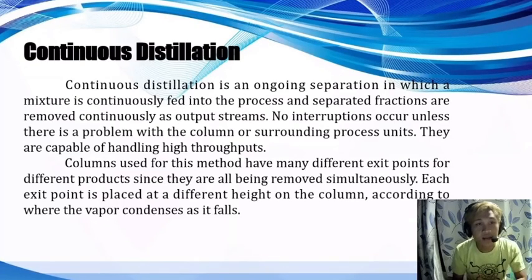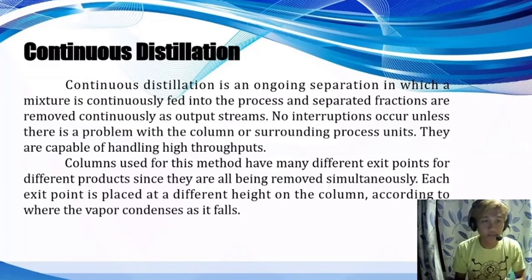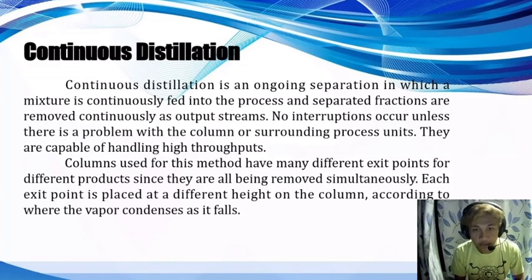The next type of distillation is continuous distillation. Continuous distillation is an ongoing separation in which a mixture is continuously fed into the process and separated fractions are removed continuously as output streams. No interruptions occur unless there is a problem with the column or surrounding process units that are capable of handling high throughputs. So in continuous distillation, the feed is continuously fed into a column from a tank.